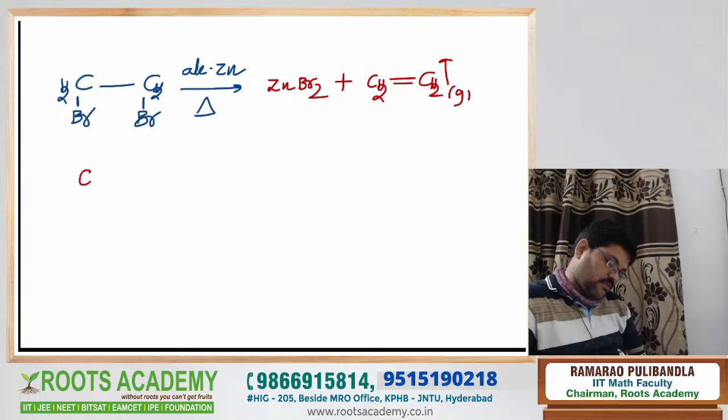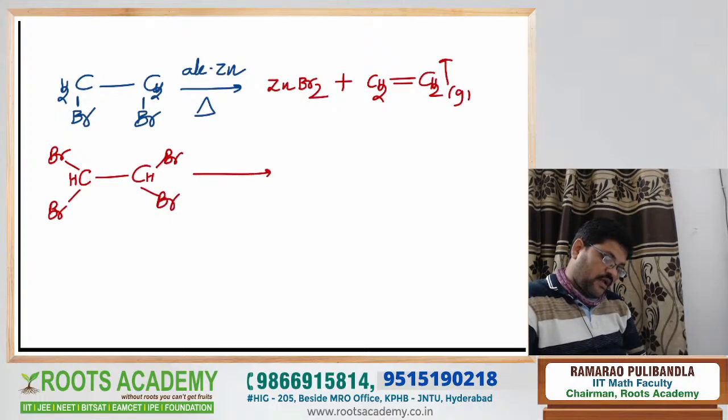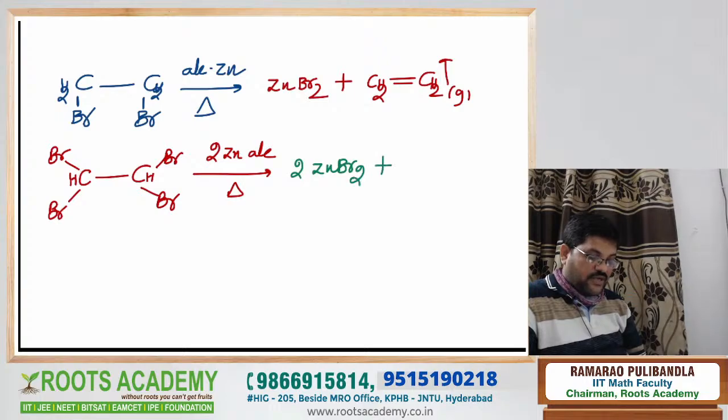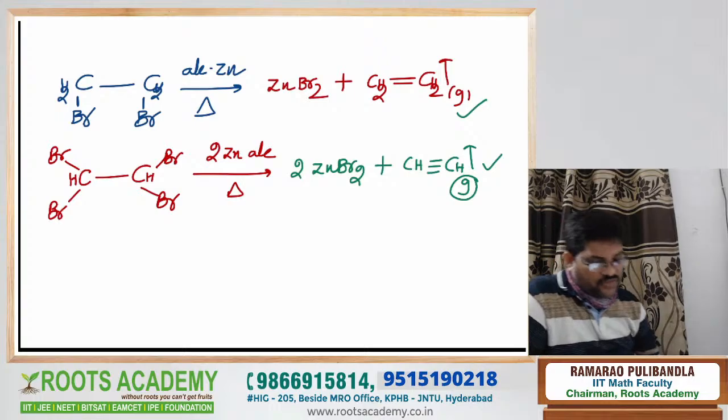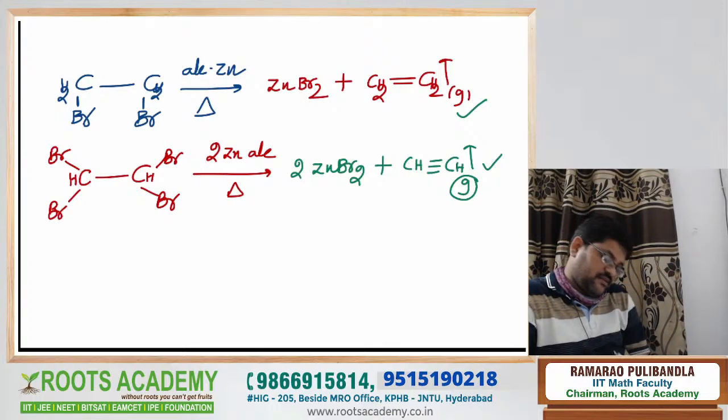Take one more example. CHBr2-CHBr2, because bromine is bulky in size. Add 2 moles of alcoholic zinc dust. Zinc valence is plus 2, so there is loss of 2 moles of ZnBr2, and you get acetylene gas liberated. Simple explanation, no confusion. Understood? Take one more example.